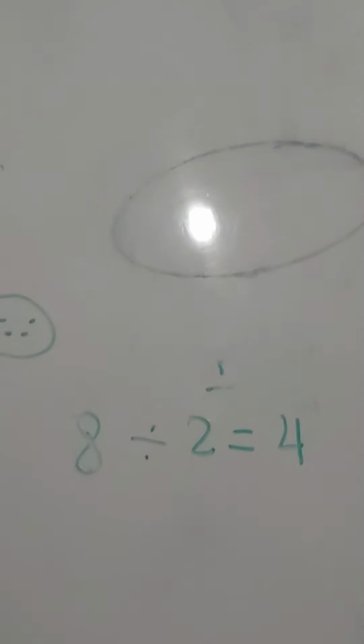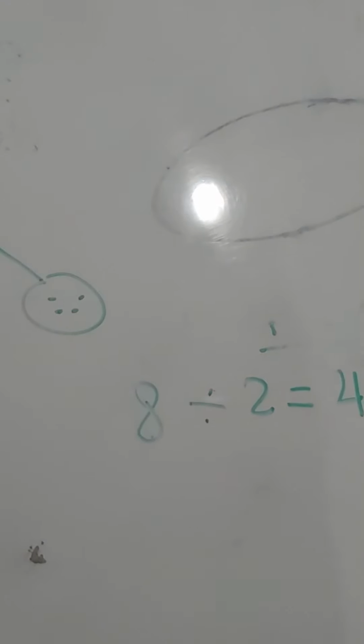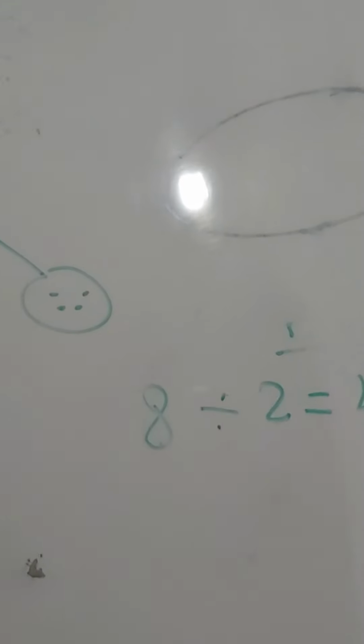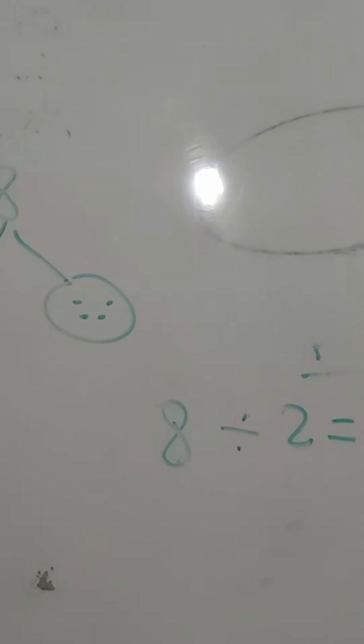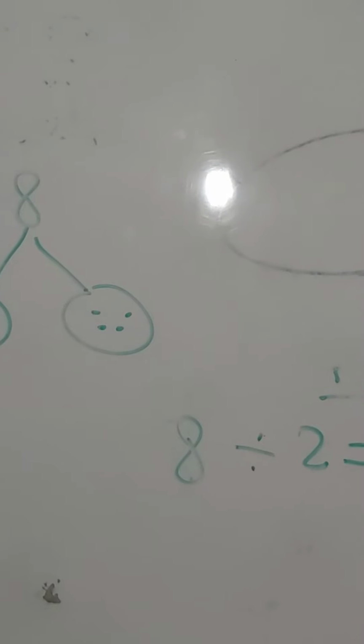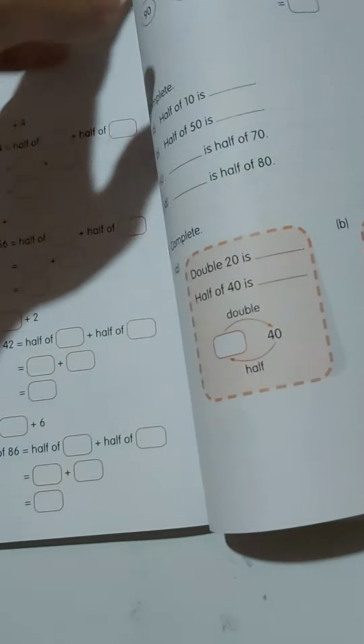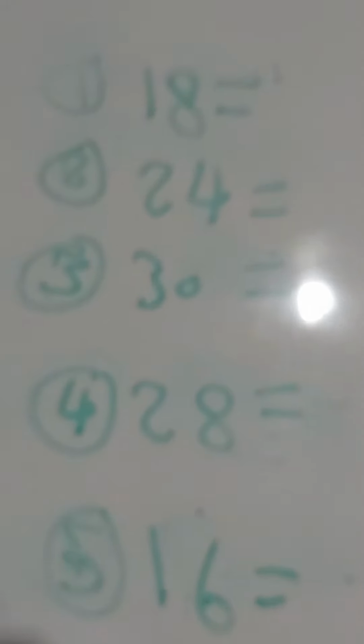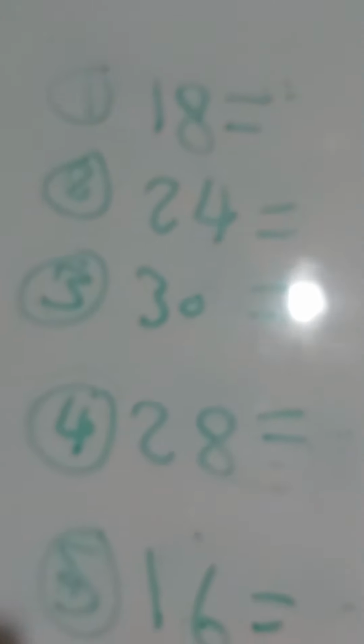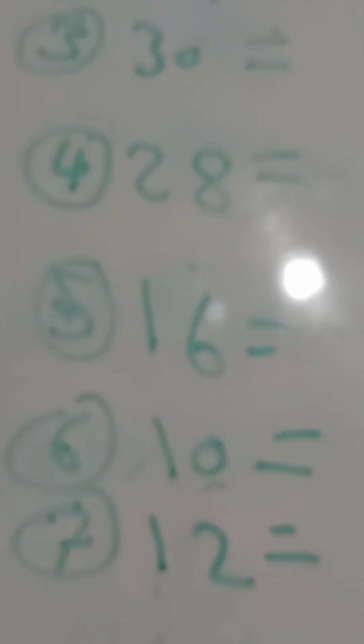8 divided by 2 equals 4. So some of you were there when we did the half, and like 6 or 7 students were not there. The ones who were there, I'll write also questions for you, and the ones who are not there, you can answer pages 208 and 209 in the book. The rest I'll write questions for you now. Okay, so these are the questions. Half of 18, 24, 30, 28, 16, 10 and 12.